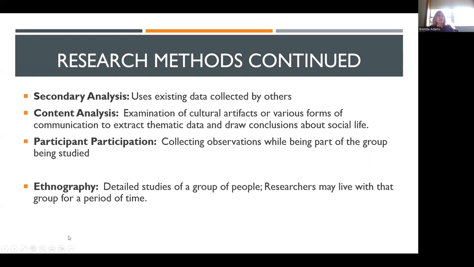Secondary analysis uses existing data that has been collected by someone else. Content analysis examines cultural artifacts or different forms of communication, and it extracts thematic material and data to draw conclusions about different types of social life. Participant observation is collecting observations while being part of the group that you're studying. So you might be part of the group, but you're also observing and studying what's going on.